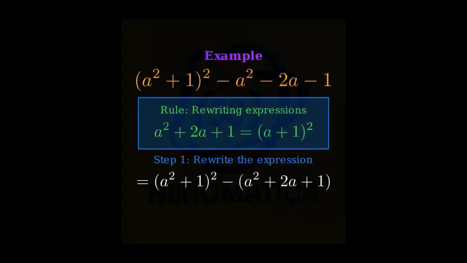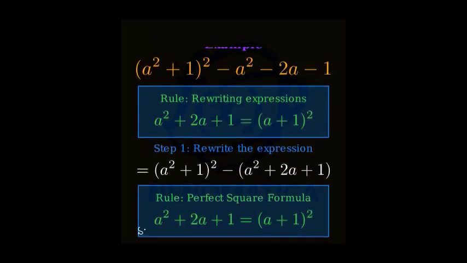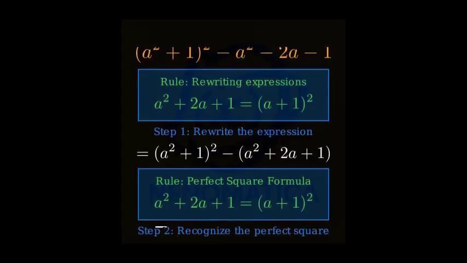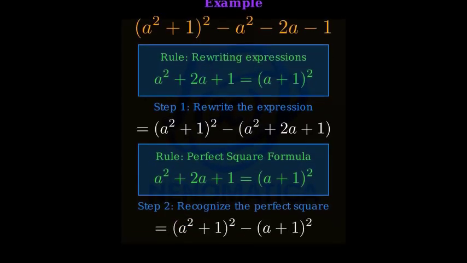So we can rewrite our expression as a squared plus 1 squared minus a squared plus 2a plus 1. In the second step, we recognize that a squared plus 2a plus 1 is equal to a plus 1 squared. So our expression becomes a squared plus 1 squared minus a plus 1 squared.